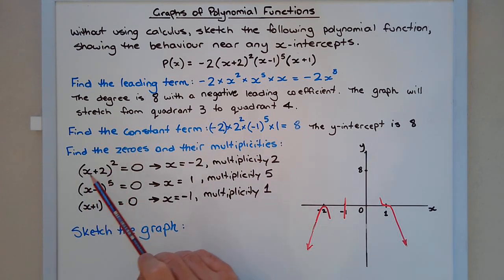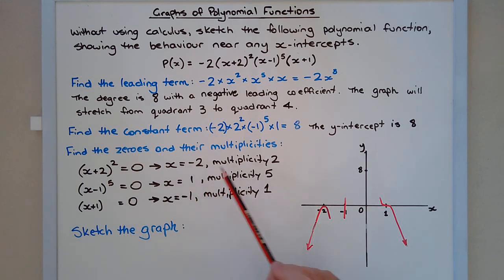(x plus 2) all squared equals 0, and the solution to that is x equals -2, and its multiplicity is 2. (x minus 1) all to the power of 5 equals 0. Its solution is x equals 1, and its multiplicity is 5. And finally, x plus 1 equals 0. Its solution is x equals -1, and its multiplicity is 1.